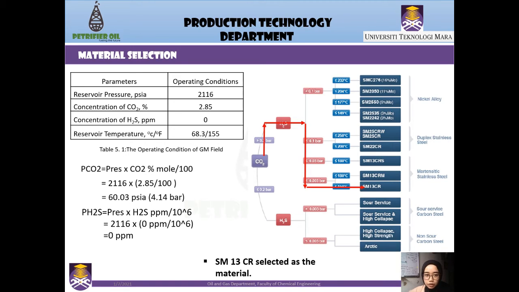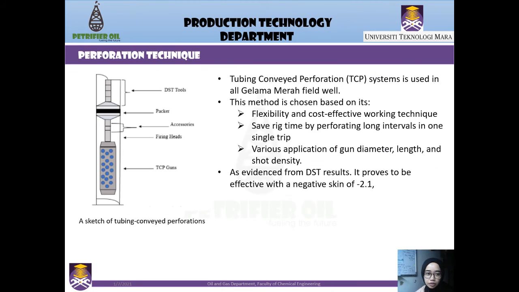The SM13CR also can offer high strength material and improve corrosion properties and larger application. The next part is the perforation technique for this well. The selected perforation technique is tubing conveyed perforation system for this Glamour Merah field well. This method is chosen because of the flexibility and cost-effective working technique, as well as to save the rig time by perforating long intervals in one single trip.